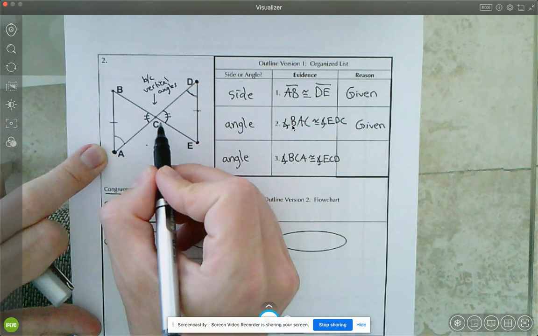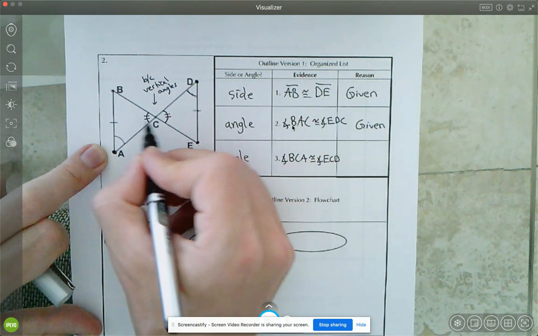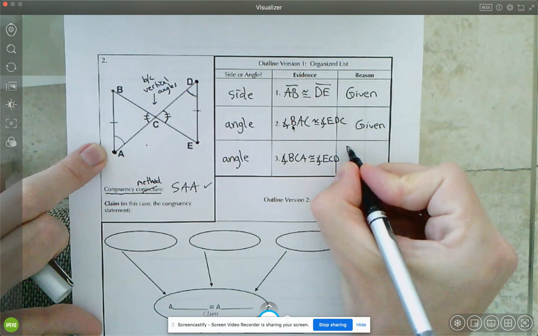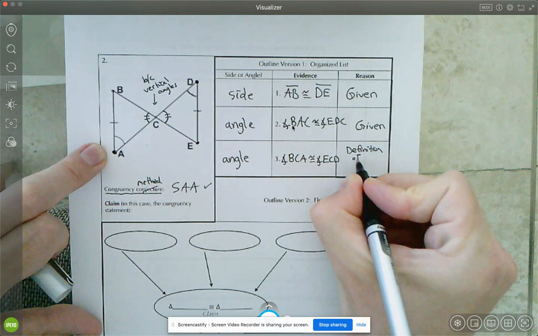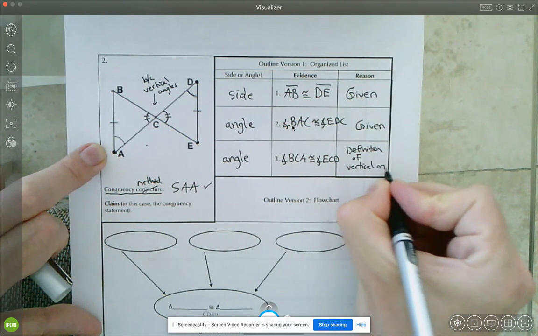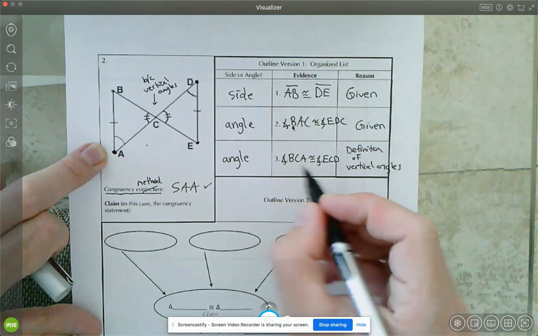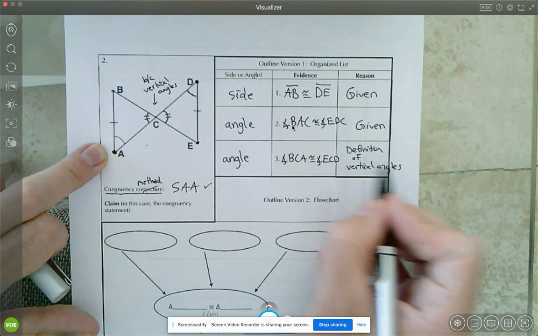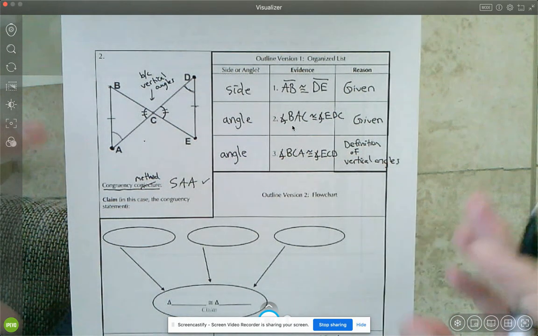What was given to us was that these were vertical angles. So the reason that we can agree on here is by definition of vertical angles here, okay? Vertical angles. So by the definition of vertical angles, we know that these two angles are congruent. So that was our first non-given reason right here. So that could be a little bit challenging to understand. You'll have more practice with that later.